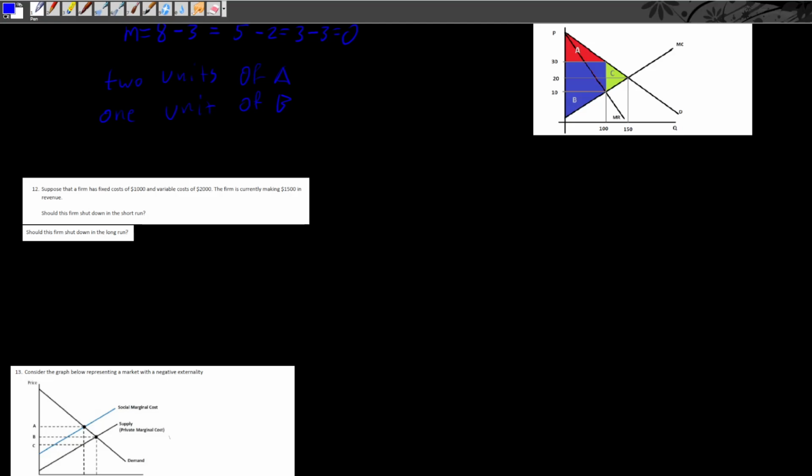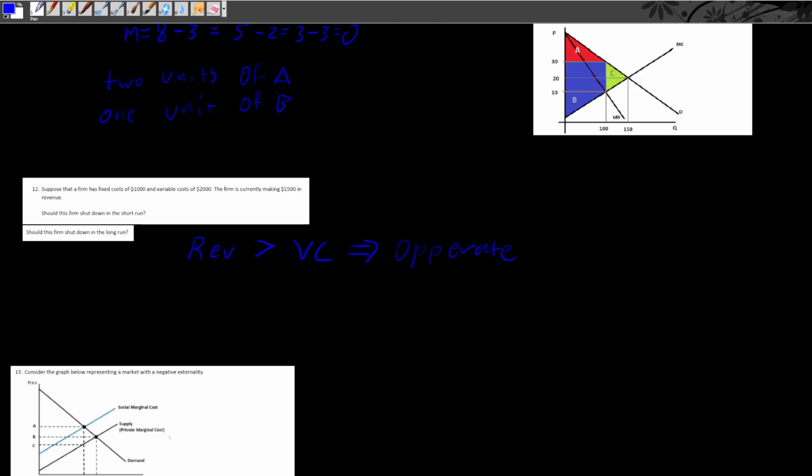So in the short run, as long as the firm is making revenue greater than variable costs, they should operate. And the idea there is if they're covering their variable costs, then even if they're making a loss, they are at least paying towards some of their fixed costs. So they're at least paying those down some. And if they just shut down in the short run, they've got to pay those fixed costs and they've got nothing they can put towards them.